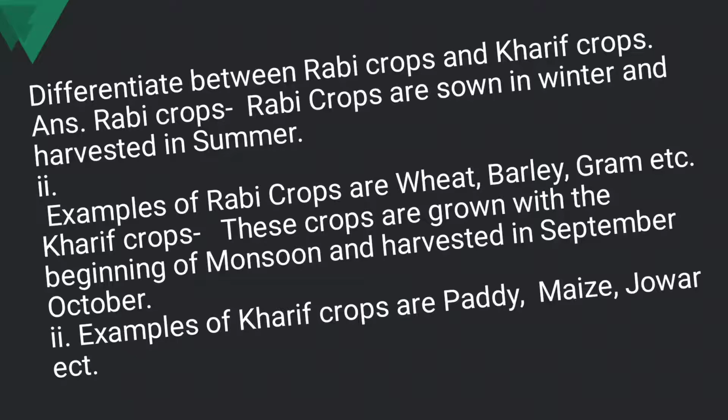So, the main differences are in their sowing and harvesting. Rabi crops are sown in winter and harvested in summer, and Kharif crops are sown at the beginning of the monsoon and harvested in September and October.